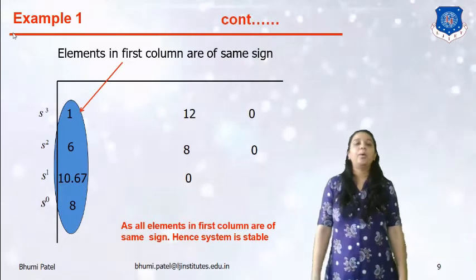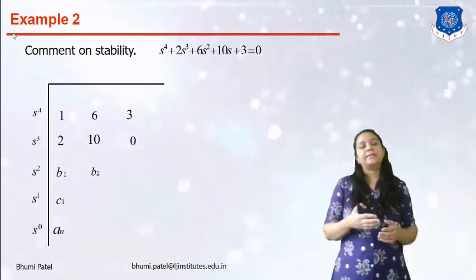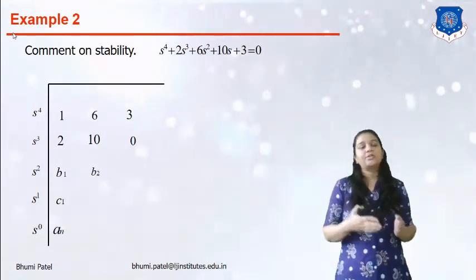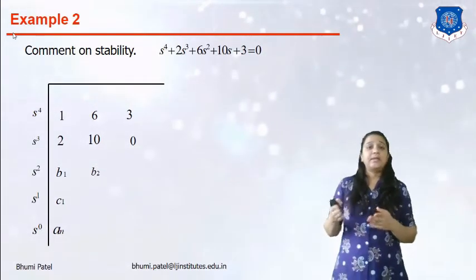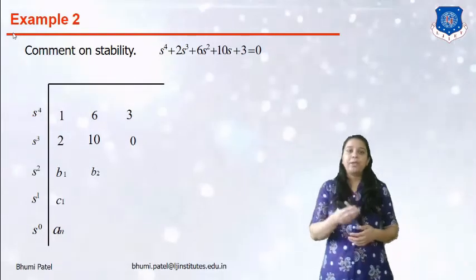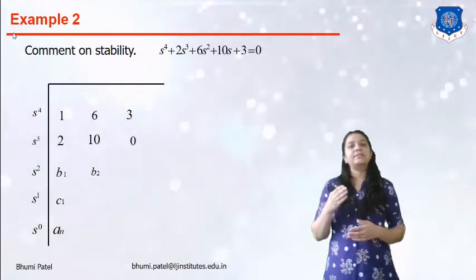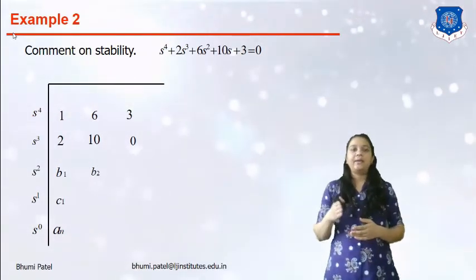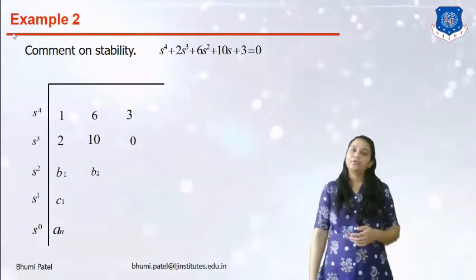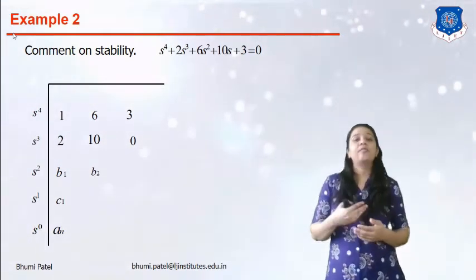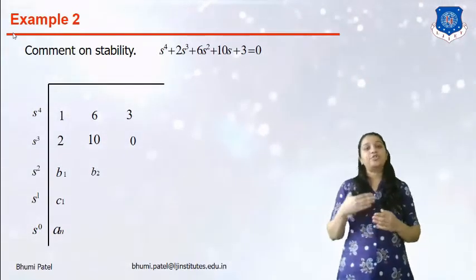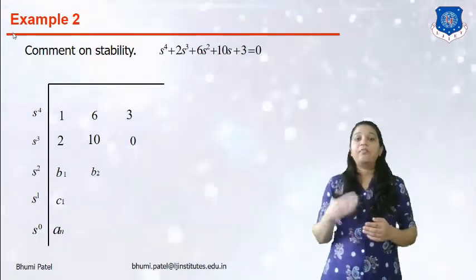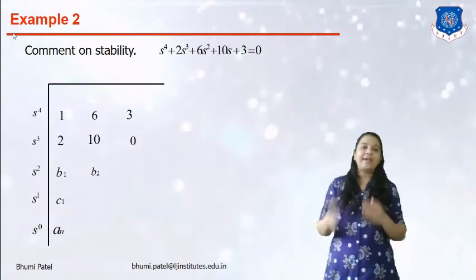Okay. Now the next example, example number 2: comment on the stability of the particular equation. The equation is given: s raised to 4 plus 2s cubed plus 6s squared plus 10s plus 3 is equal to 0. So the first step is to construct a Routh table, and we have to start the Routh table with the maximum power of s.